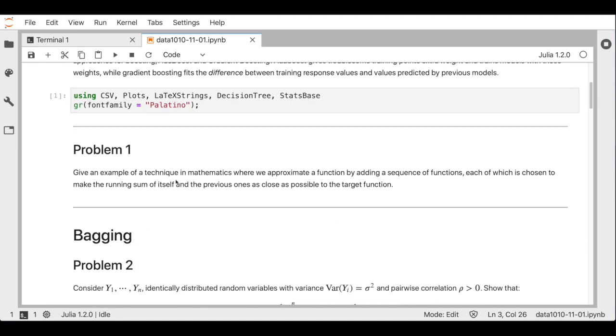In problem 1, we're asked to give an example of a technique in math where we approximate a function by adding a sequence of functions, each of which is designed to make the running sum as close as possible to a target. And there might be various answers here, but what I had in mind was Taylor series.